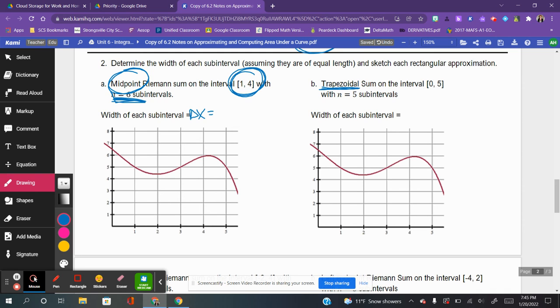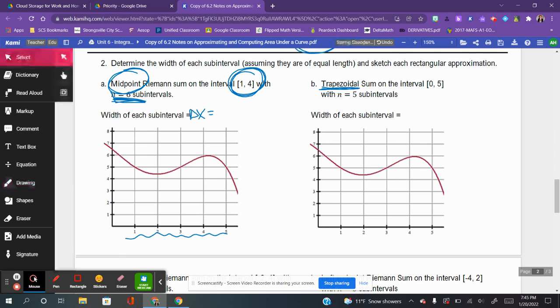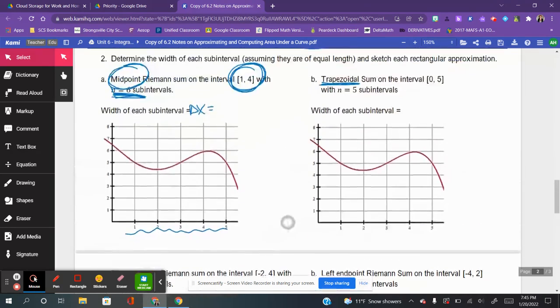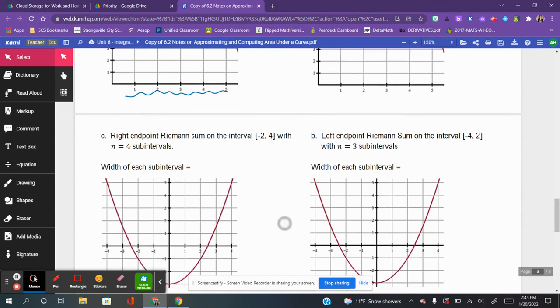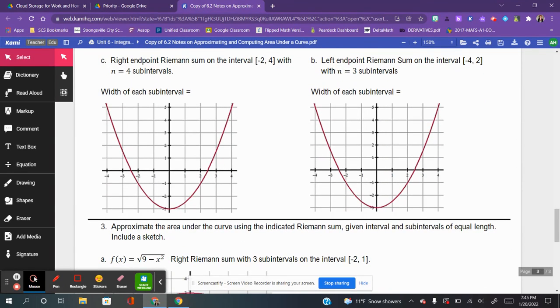And then once you do that calculation, you're going to come along here and you're going to draw those rectangles in. You don't know what the function is. There's no calculation to do. You're just practicing finding the subinterval width and drawing in rectangles. Okay, you're going to do that for 2A, B. On the next page, C and D.